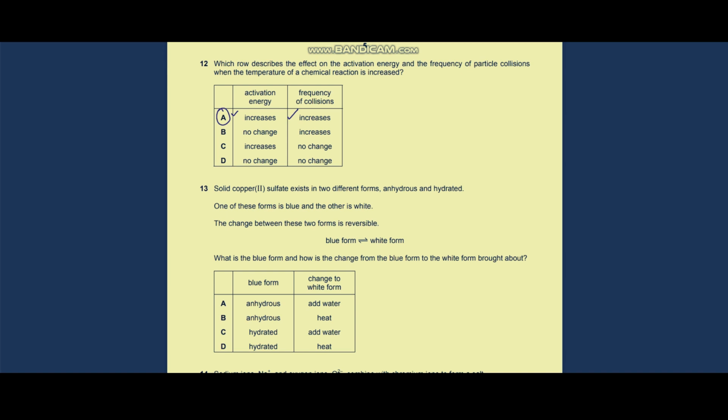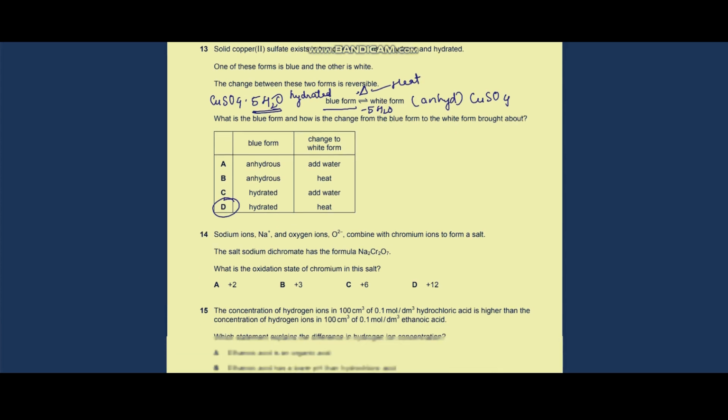Blue form is always the hydrated form. The hydrated form of salts are always colored. So blue form is due to hydrated form CuSO4.5H2O. Because of this 5H2O, the blue color is there. And when we heat it, due to this heat, the water molecules escape away, minus 5H2O, and you get the white form, which is the anhydrous form, which is only CuSO4. So blue form is hydrated form, and by heating it we get the anhydrous form. So I'll select this one. D is the correct. Moving to the next question.